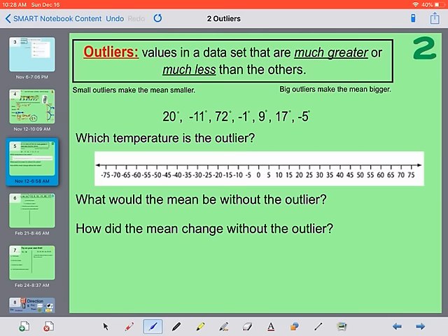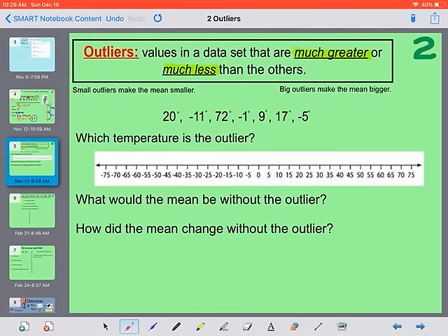Now we're going to get into our new piece of information. It says outliers. Values in a data set that are much greater or much less than the others. So it says here also, a small outlier will make the mean or the average smaller. A big outlier will make the average bigger. So it says, which temperature is the outlier?